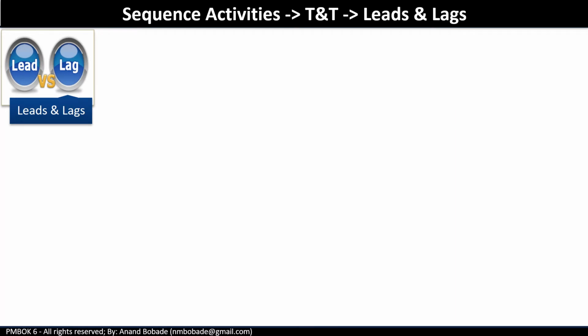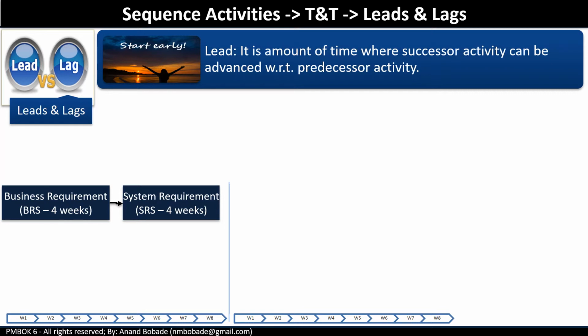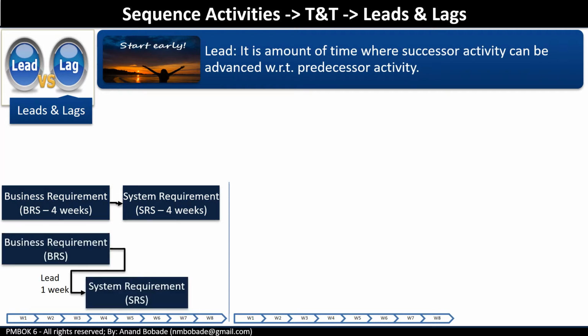Leads and lags. A lead is the amount of time a successor activity can be advanced with respect to a predecessor activity. For example, you have a 4 week activity to create a business requirement document followed by 4 weeks to create a system requirement document. As you know, in most cases, the system requirement document can be started for a completed portion of the BRS. Hence, a 1 week lead for a successor activity would mean the SRS could be started 1 week prior to the completion of the predecessor activity, that's the BRS.